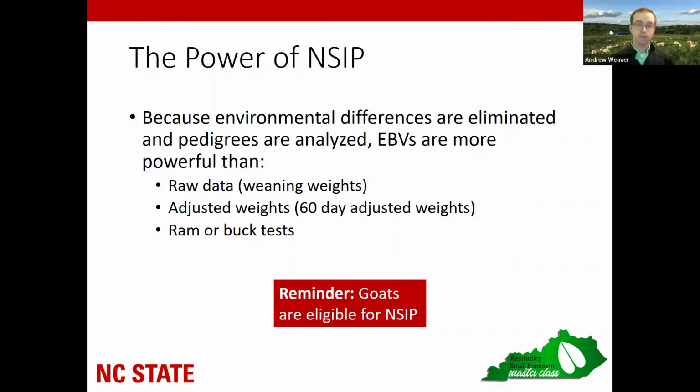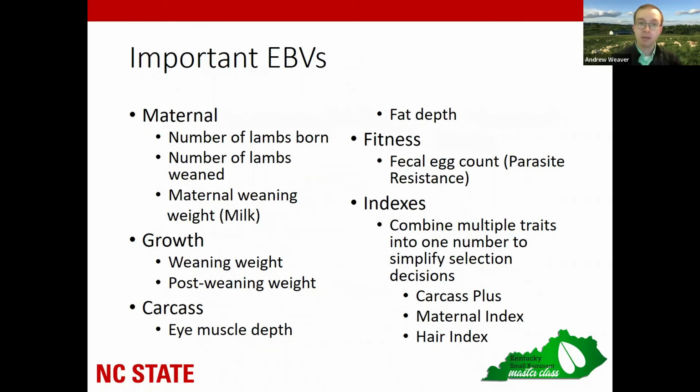So some important EBVs: within the maternal category, we have number of lambs born, number of lambs weaned, as well as maternal weaning weight, which is our indicator trait for milk production. For growth, we have weaning weights and post-weaning weights. We have carcass measurements like eye muscle depth as our indicator of muscle development, muscularity. We have fat depth as an indicator of trimness. For fitness traits, we have an EBV for fecal egg count, which allows us to select for parasite resistance.